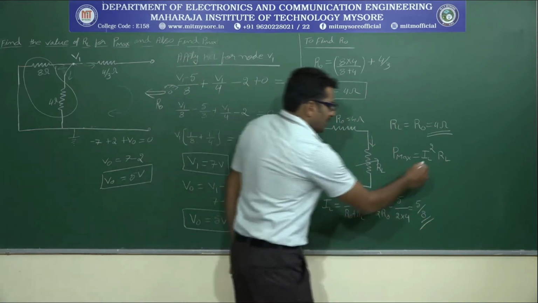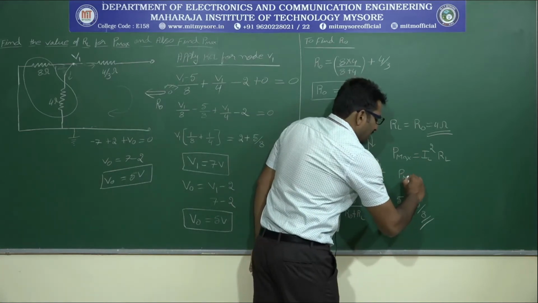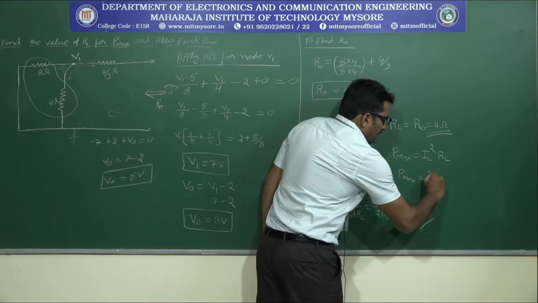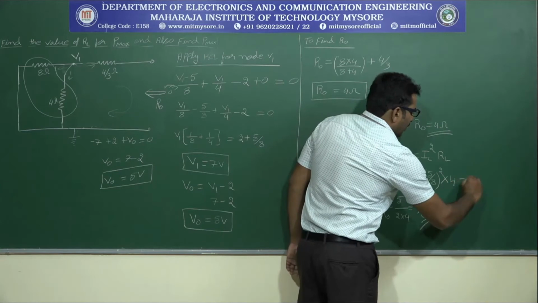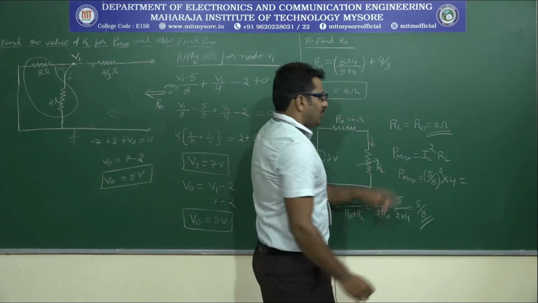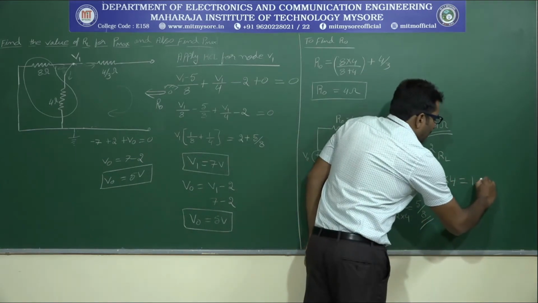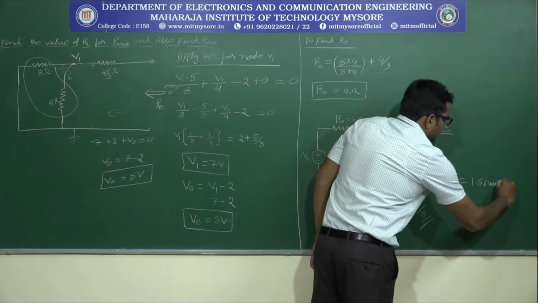Just substitute this in place of IL. So P max is equal to 5 by 8 whole square into RL. RL is equal to 4. By simplifying this equation, you will get 1.56 watts.